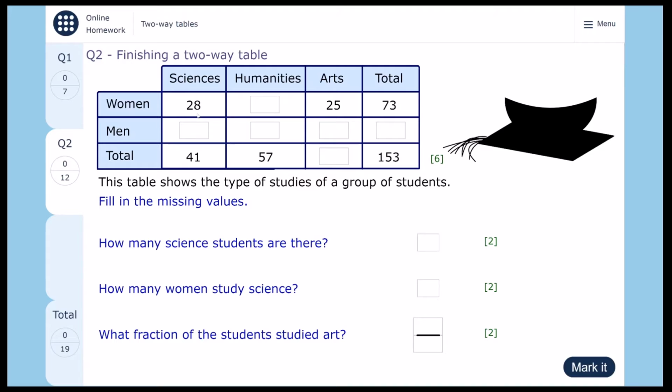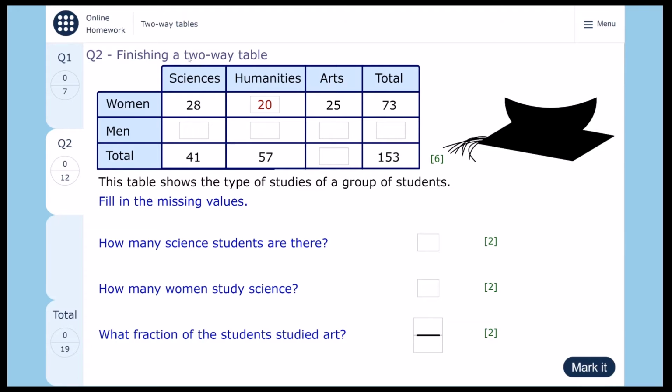Starting at the top, I know that the total for the amount of women is 73. I also know that 28 women did sciences and 25 did art. That means the remaining amount did humanities. If I subtract 28 and 25 away from 73, I'm left with 20 women. That means that 20 did humanities.